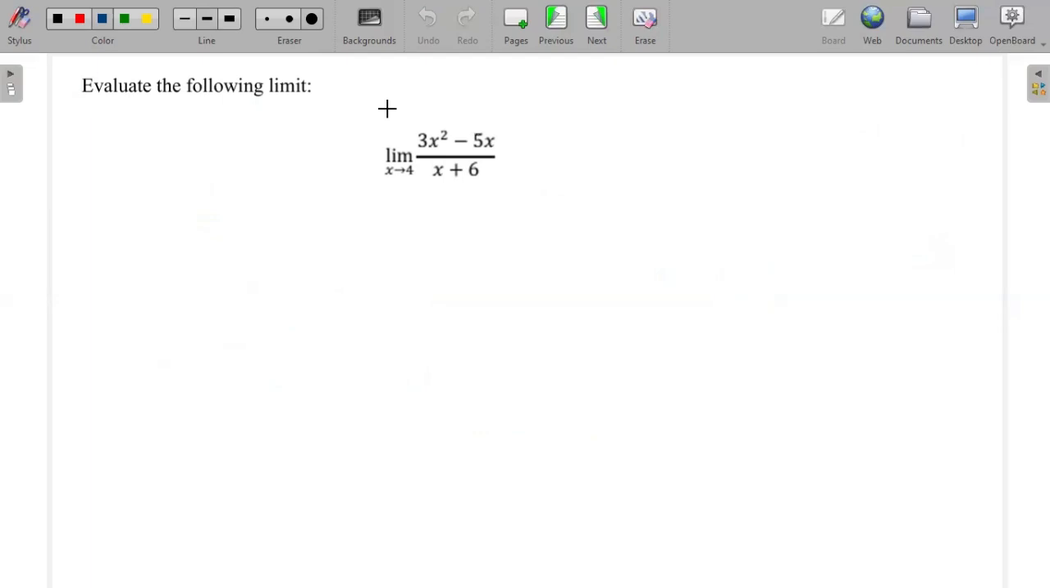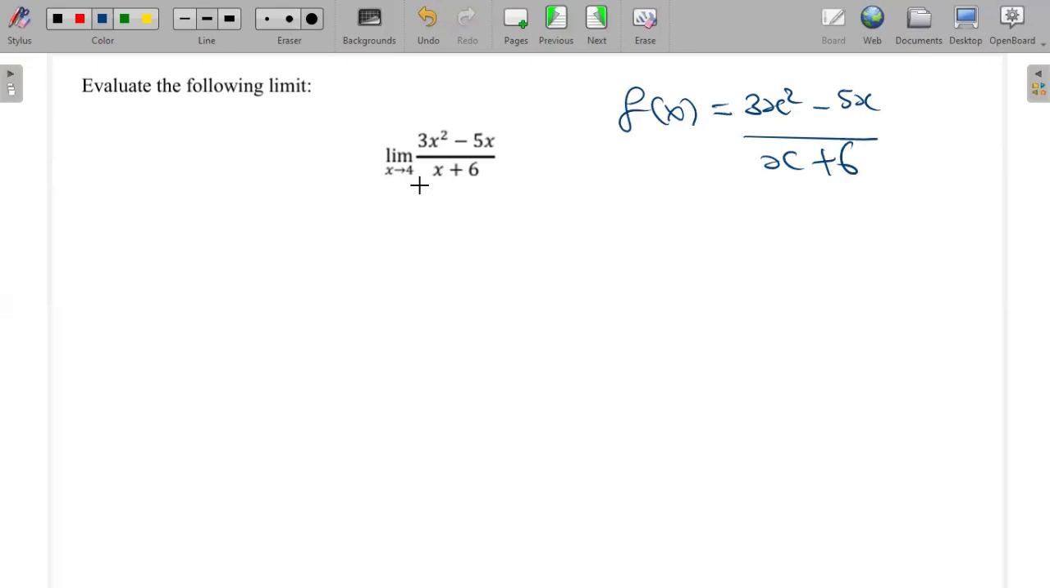So the first question here says evaluate the following limit. It's the limit of this function, f of x equal to 3x squared minus 5x, over x plus 6. Now, since you are dividing by something here, you have a rational function, and what you don't want is the denominator to be equal to 0. So first of all, you substitute. You always go first with the easy method: substituting to see if it is defined at that point.